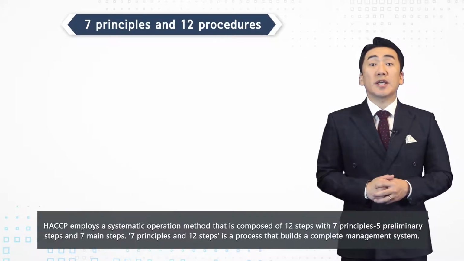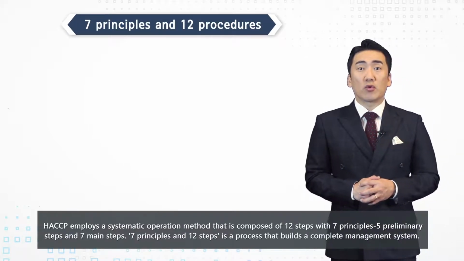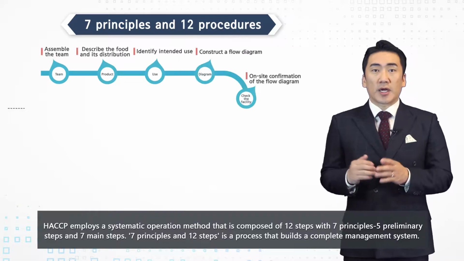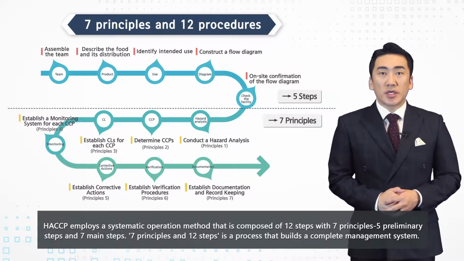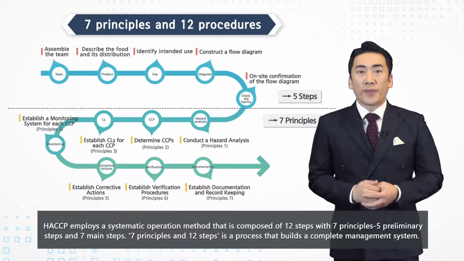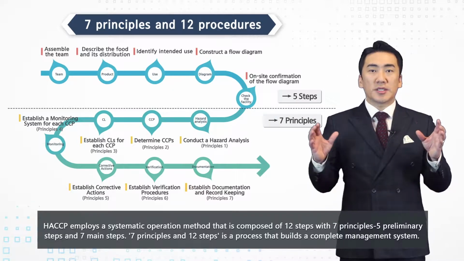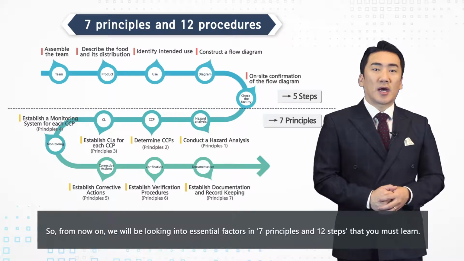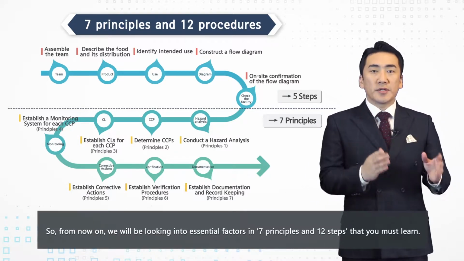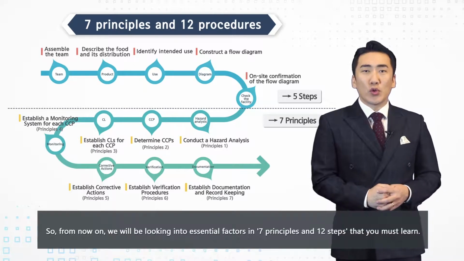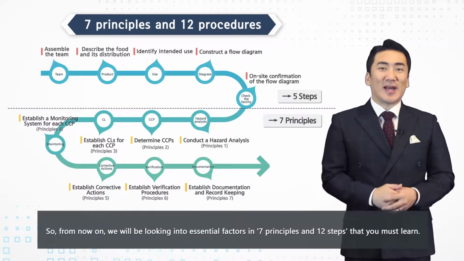HACCP employs a systematic operation method that is composed of 12 steps with 7 principles, 5 preliminary steps and 7 main steps. 7 principles and 12 steps is a process that builds a complete management system. So, from now on, we will be looking into essential factors in 7 principles and 12 steps that you must learn.